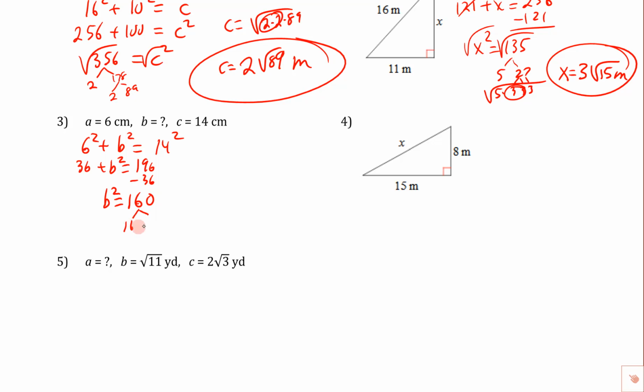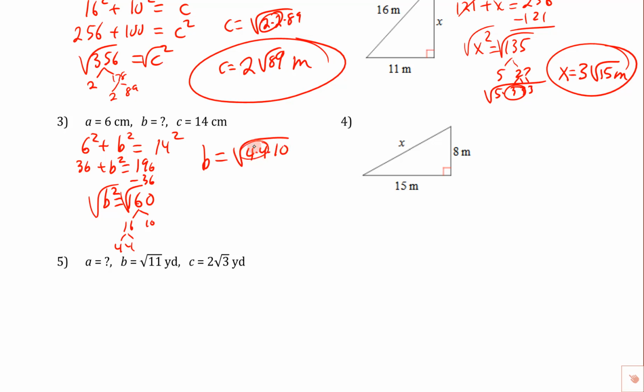This is going to be 16 times 10, and 16 is 4 times 4. So rather than break this down completely and get a whole bunch of 2's and a 2 and a 5, we're going to write this. We're going to take the square root of both sides, and we're going to get b equals a 4 times a 4 times a 10.